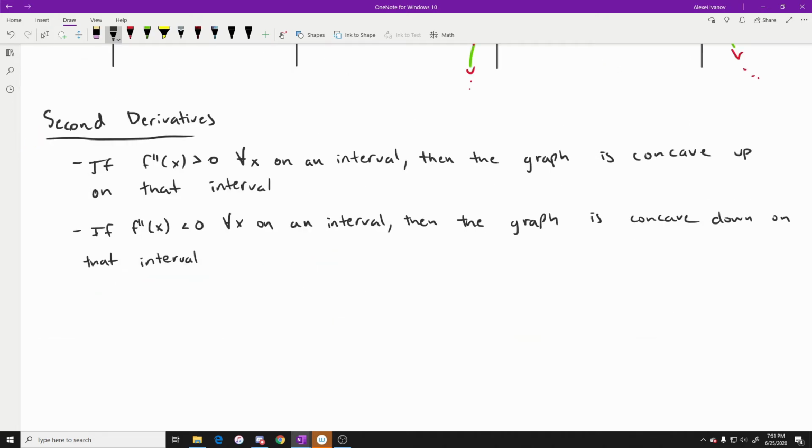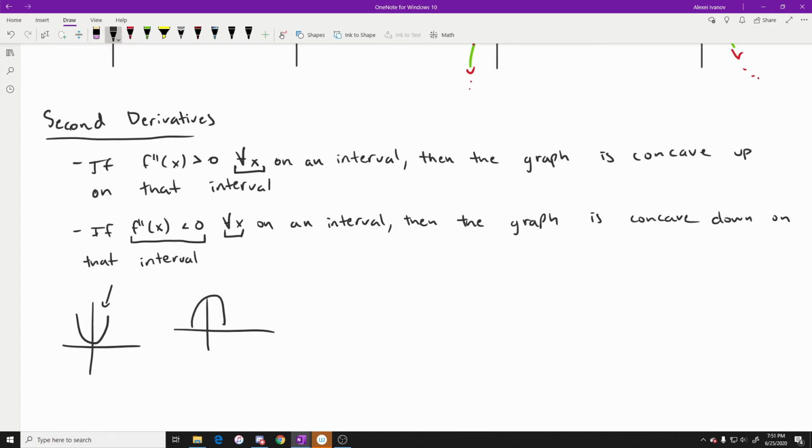So now moving on to second derivatives. Previously we were talking about first derivatives and how they affect the shape. Now we're going to be moving on to second derivatives. And here is one thing to note about second derivatives. If the second derivative of a function is greater than 0 for all x on an interval, then the graph is concave up. In case you forgot what concave up means, it means like this. The way I remember it is it's kind of opening upwards. And likewise, if it is less than 0 for all x on an interval, then it is concave down. And concave down is like this.